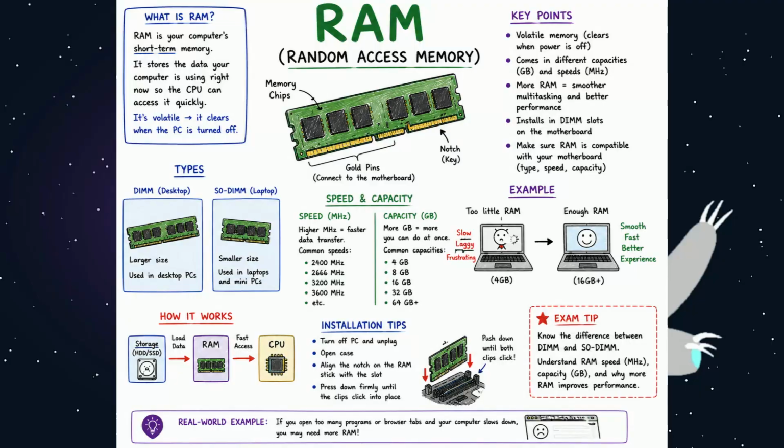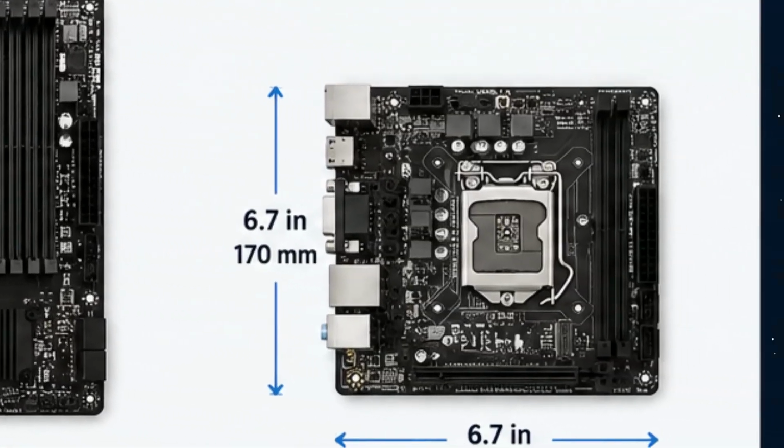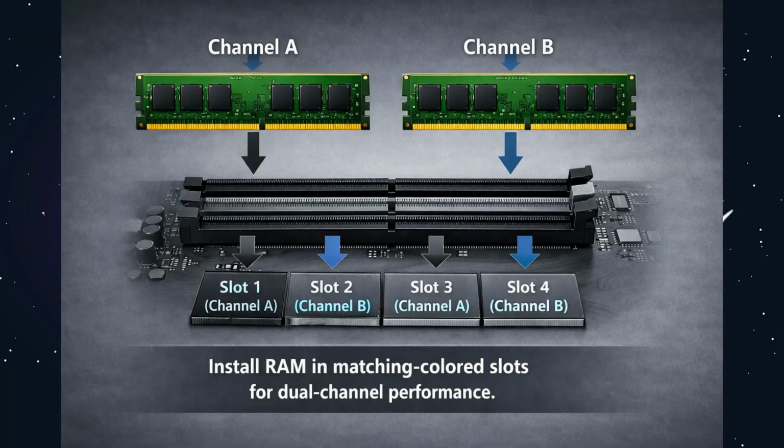Moving on to RAM slots and memory channels. RAM installs into slots on the motherboard called DIMM slots. Most desktop motherboards have either 2 or 4 RAM slots. And something beginners often don't realize is that slot placement actually matters. Many systems use something called dual channel memory.